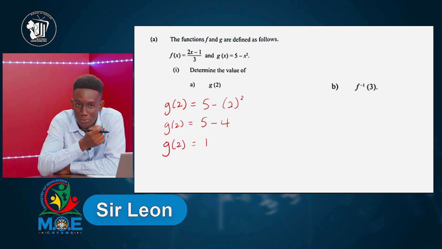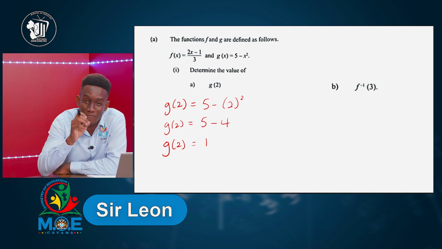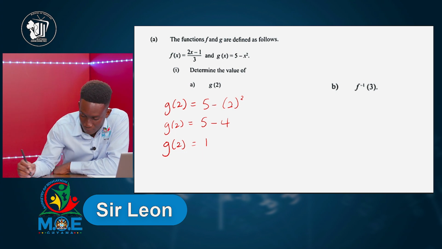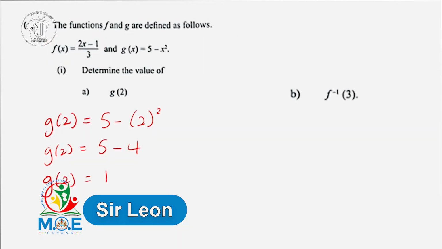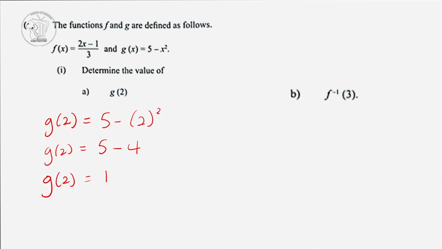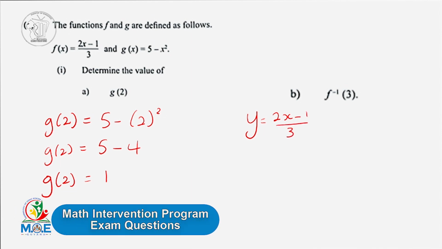So before we can put 3 inside of the function, we must find f inverse of x. So we're taking the function f and we're finding the inverse. So this is the function f. So we're finding the inverse of that function. So this will be the first step. We know how to find inverse. Step 1, we replace f of x with y. So this will be y is equal to 2x minus 1 all divided by 3. And then we interchange the x and the y. So this will be x is equal to 2y subtract 1 all divided by 3.